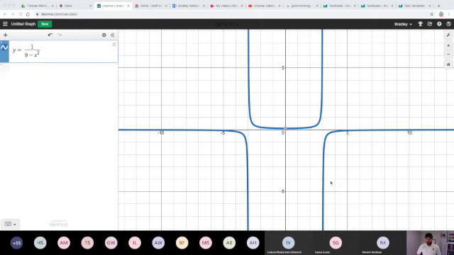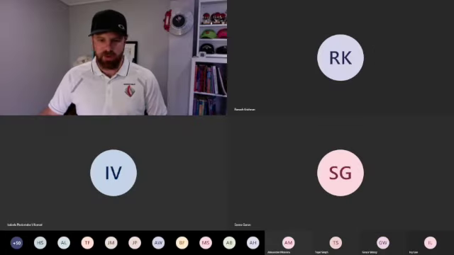It does. It's pretty cool, the stuff you can do with graphs by just changing something slightly. So I'll come back to my iPad now.